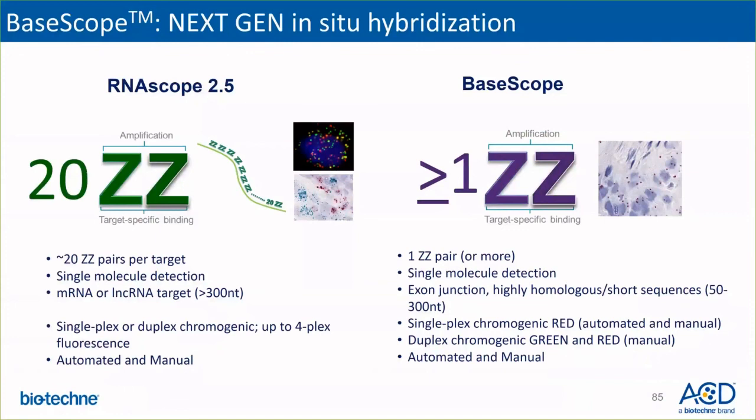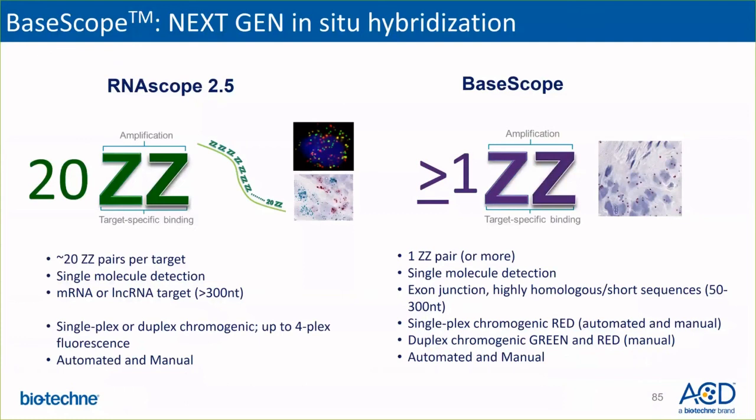Both RNAscope and BaseScope are capable of detecting single molecules, meaning that a single dot represents one single RNA molecule or target. RNAscope is a robust assay to detect gene expression of most RNA targets, whereas BaseScope is specifically designed for detection of exon junctions and short target sequences, which we'll look at in the next couple of slides. RNAscope is able to detect up to 3 targets, whereas with BaseScope we can detect 1 to 2 targets.